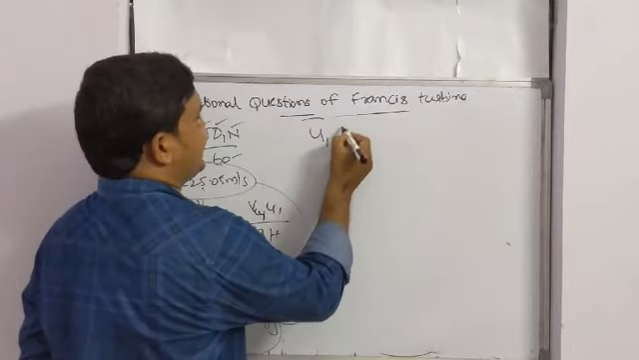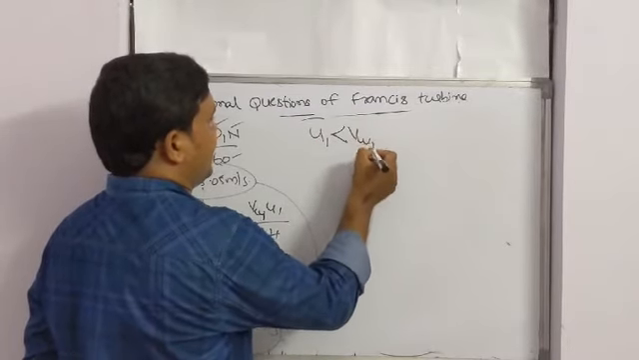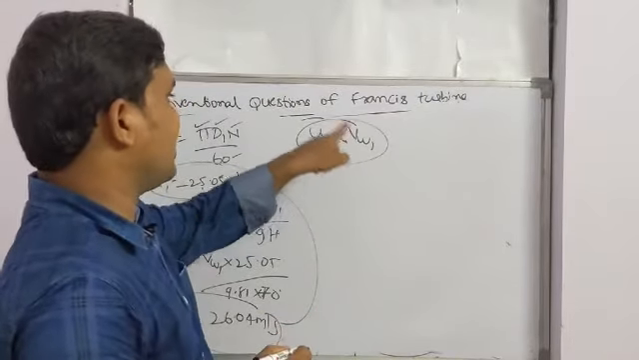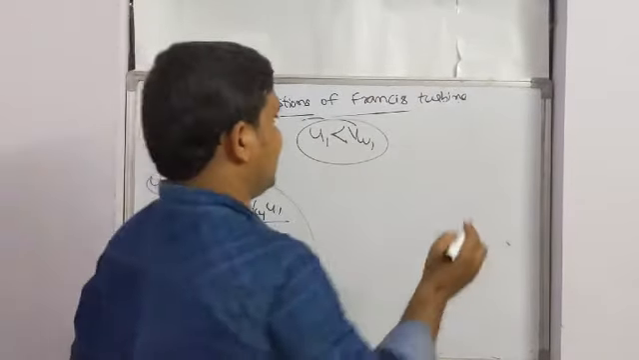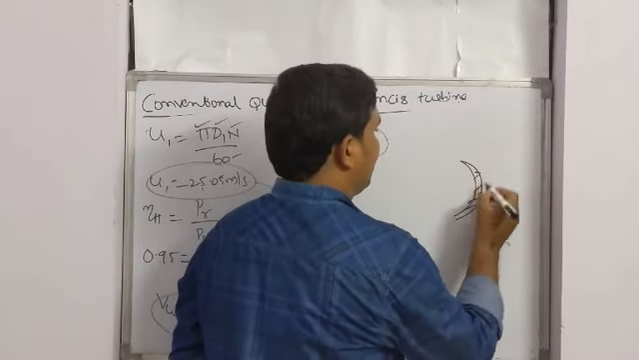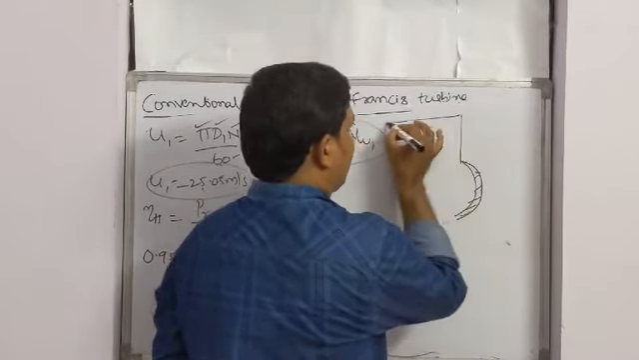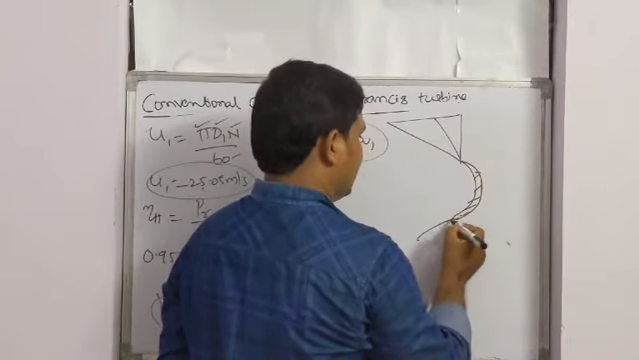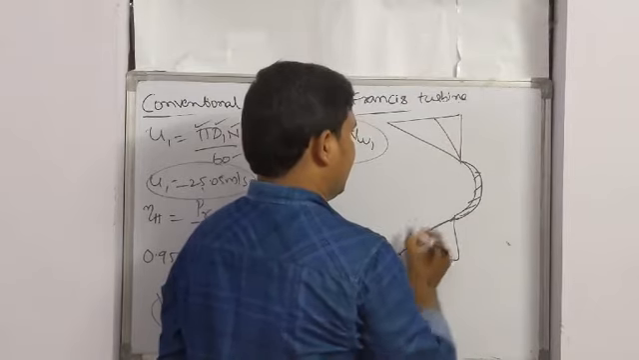So observe the u1 and Vw1 relation. Here u1 is less than Vw1. In the previous two problems u1 was greater than Vw1, but in this problem u1 is less than Vw1. Then the inlet velocity triangle will be the original triangle. This is the inlet velocity triangle, and this is the exit velocity triangle.